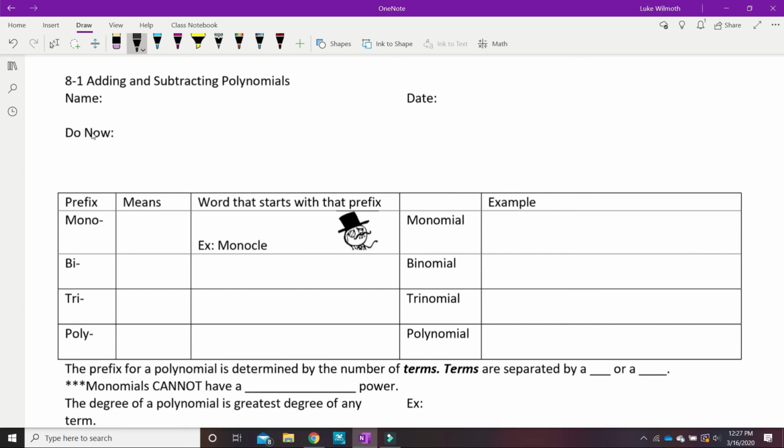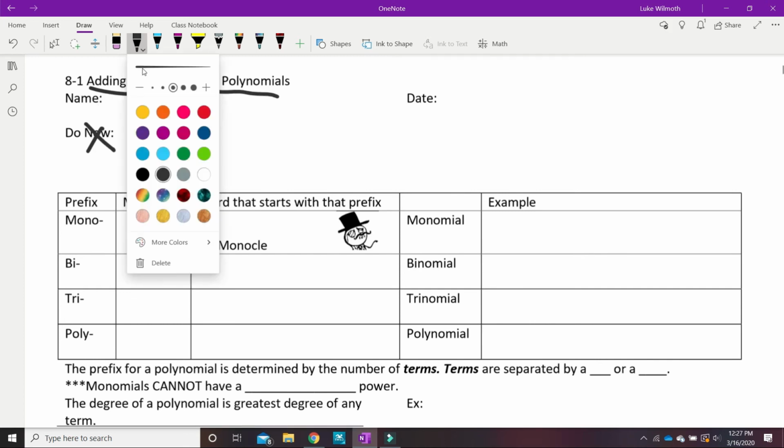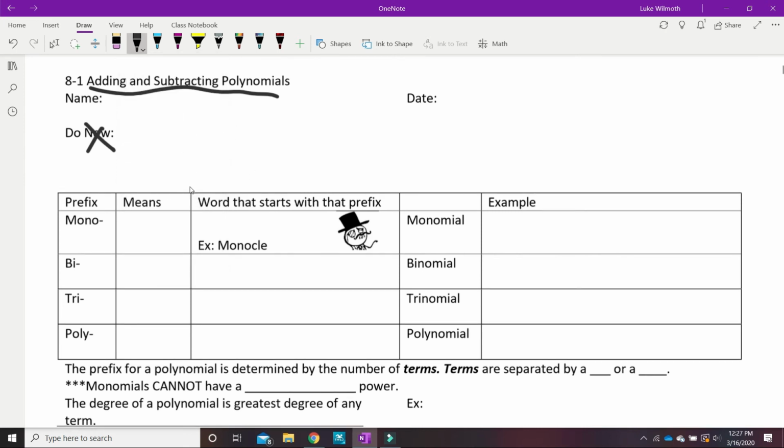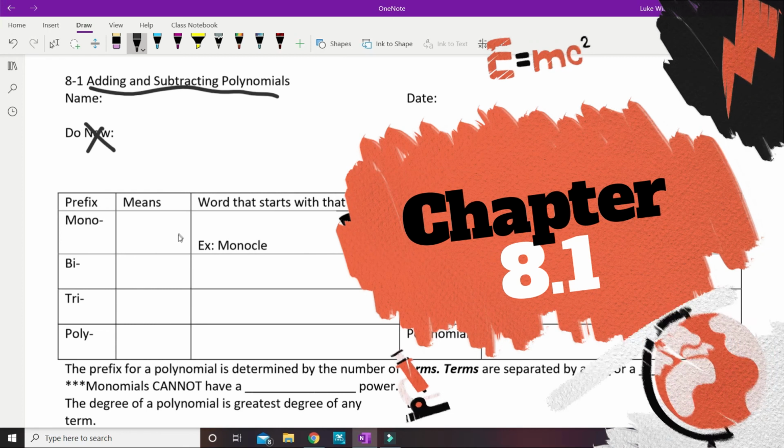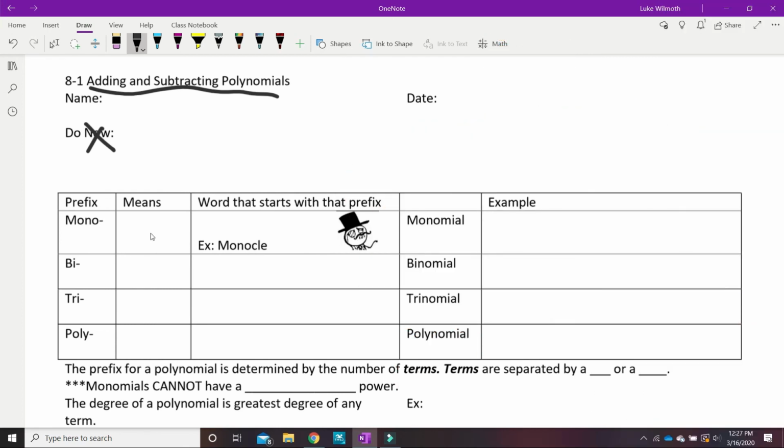All right, so obviously we're not going to do the do now. But today we're going to learn how to add and subtract polynomials. You can kind of hear my cat jingling in the background there. All right, so before we get started with any of that, we're just going to talk about what some of these words mean. So our first word is going to be monomial.